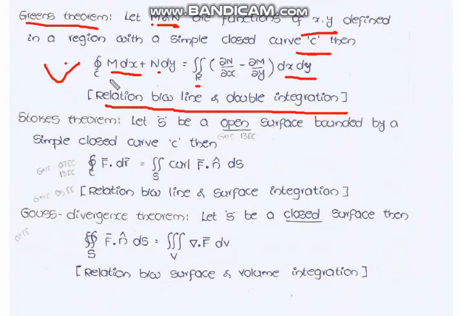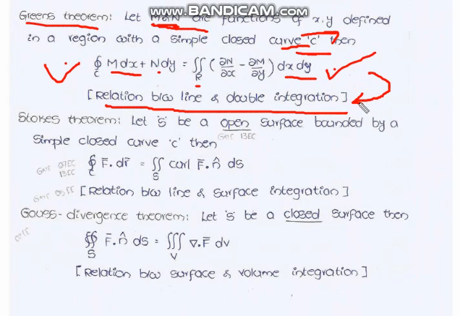Clear? So again I'll repeat that. For Green's theorem, I take the functions M and N, both functions of x and y, defined in the region enclosed by curve C. The statement says that the closed integral over C of M dx plus N dy is equal to the double integration over R of del N by del x minus del M by del y dx dy, and ultimately it is the relation between line and double integration. Clear?